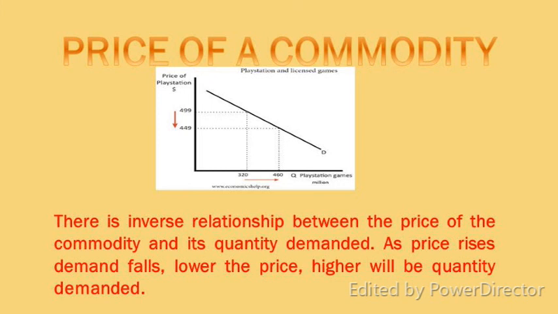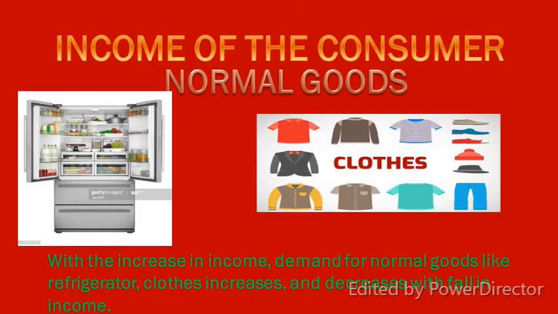You must have observed your mother purchasing more quantity of apples as the price of apples falls. This type of demand is known as price demand. Income of the consumer is the basic determinant of the quantity demanded of a product. Now, the relationship between income and demand varies from goods to goods.